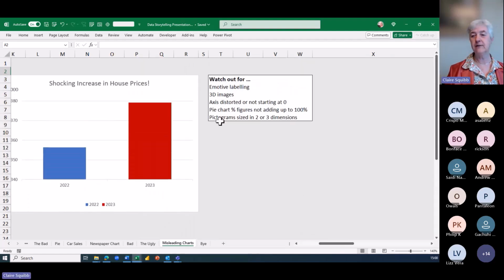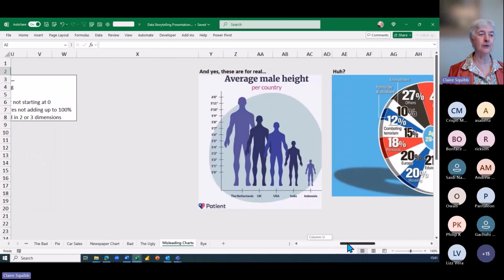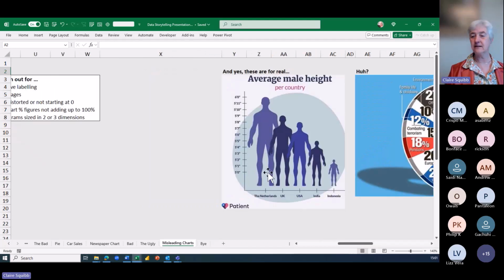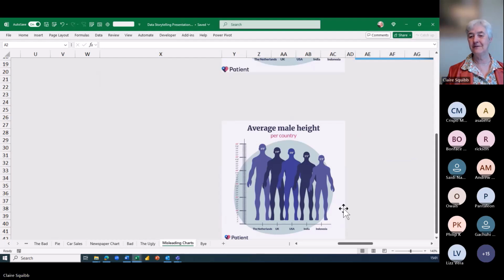Watch out for emotive labeling, people trying to make you feel something. Watch out for 3D images. Watch out for your axis not starting at zero. Watch out for pie charts not adding up to 100% or pictograms. Just some examples to look at. Average height. Look at this tiny chap over here in Indonesia. Okay, we're starting at 5 foot. It's 5 foot to 6 foot. It's not actually starting at zero. There you go. Average male height really looks more like that.